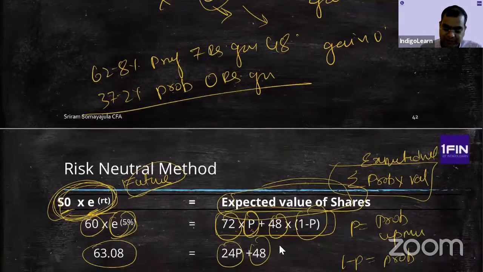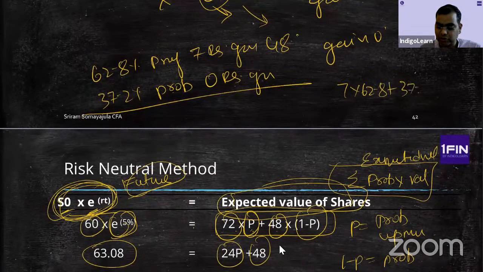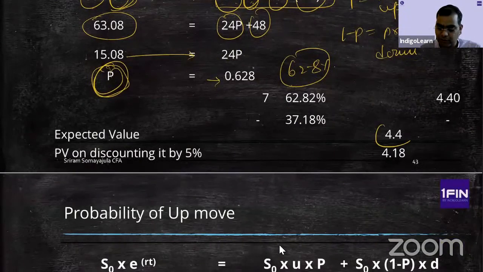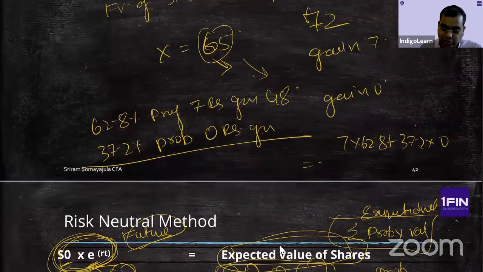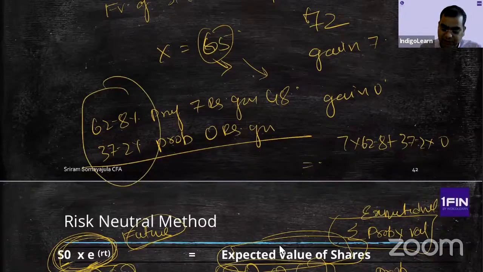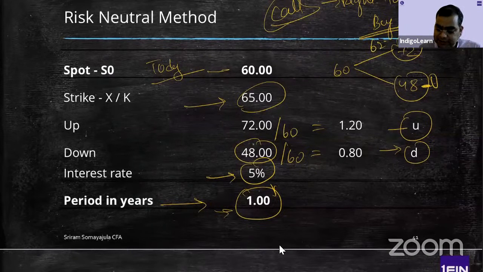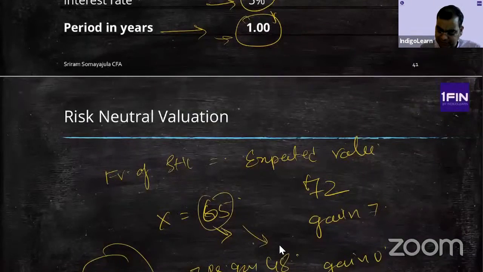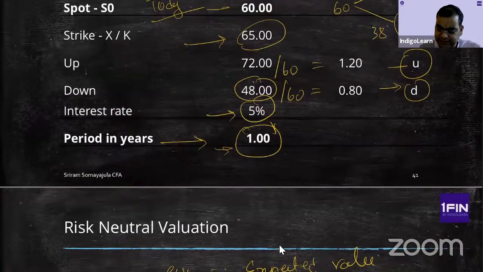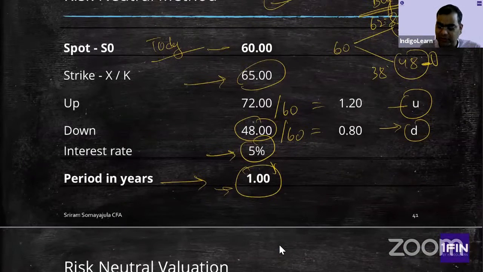So 7 into 62.8 plus 37.2 into 0. That will give you 7 into 62.8 is basically this 4.4. So the future value of the benefit, the future expected value of this benefit, right? Expected value of this benefit when? At this point it is 7 rupees. At this point it is 0 rupees. This has a 62% probability. This has a 38% probability. 62 point something and 37 point something, I've rounded them off, right? So this is the future value of benefits.